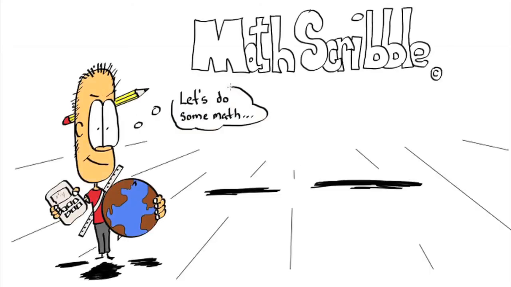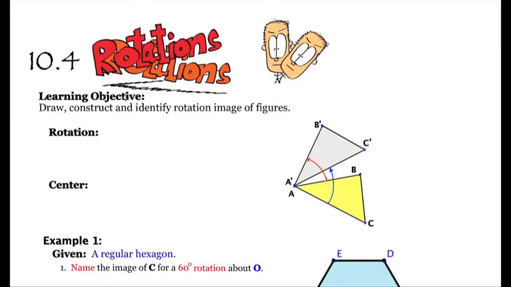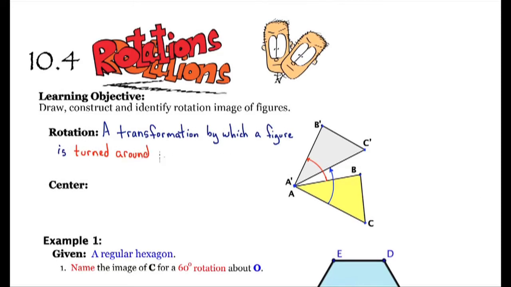Hi everybody. In section 10.4 we're looking at rotations, and we will be making some constructions and identifying rotated figures. So let's define rotation. It is a transformation by which a figure is turned around a fixed point to create an image. So you see on the right here we have triangle ABC being rotated about point A to achieve the image of A prime, B prime, C prime.